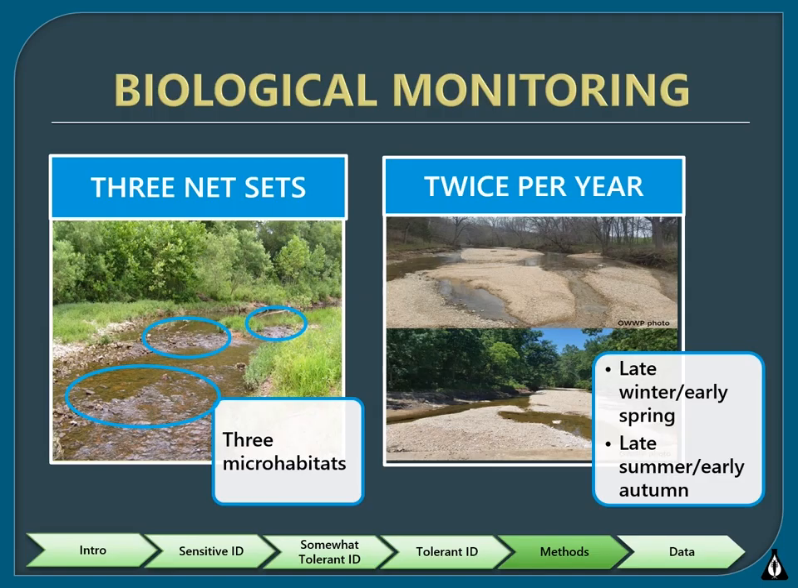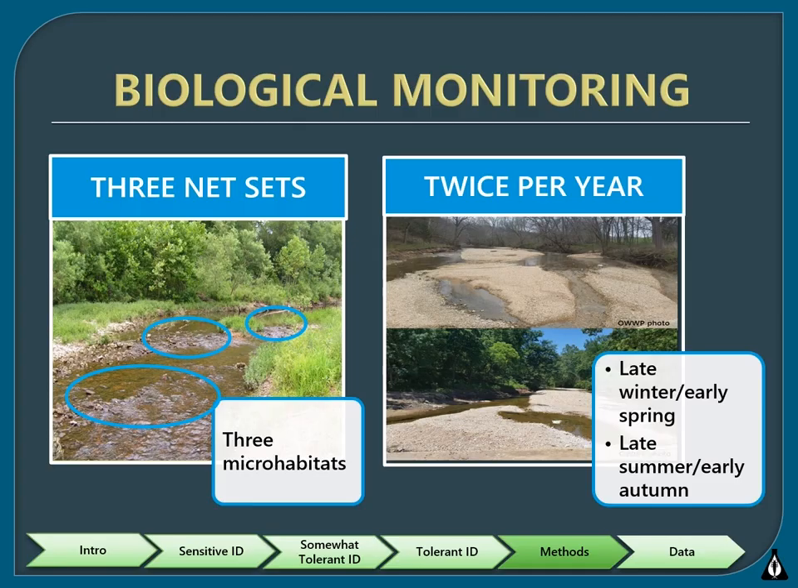To sample for macroinvertebrates, you'll need to find 3 different microhabitats in your stream for your 3 net sets. These microhabitats can be 3 different areas of riffle, like in the photo, or combinations of different habitats if there's not enough riffle habitat in your site for 3 samples.